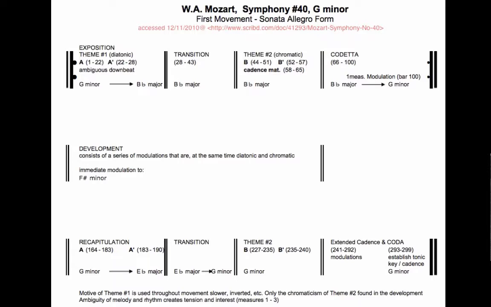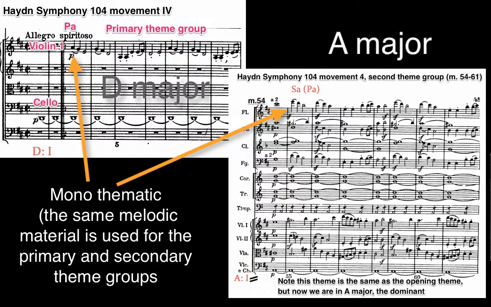I want to make a specific distinction between theme groups and melodies. While many composers indeed use contrasting melodies in the exposition, some composers, like Haydn for example, like to write monothematic expositions, where the primary theme group and the secondary theme group use the same or similar melodic material.